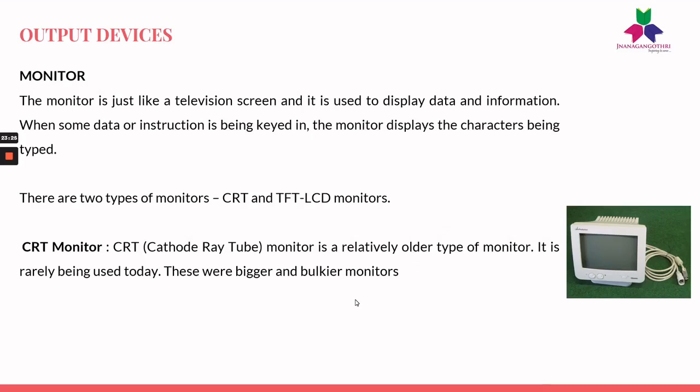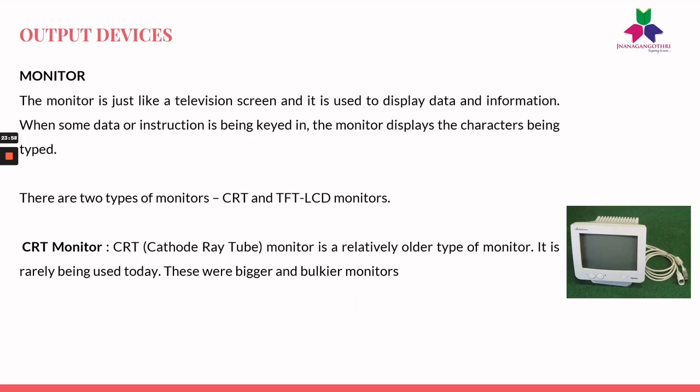output devices. So now we'll be talking about output devices. What does an output device do? It receives information from the CPU and presents it to the user in some desired form. The common output devices we see are monitors, printers, plotters. So these are the common output devices that we use in day-to-day life. So let's talk one by one. So the first one is the monitor.